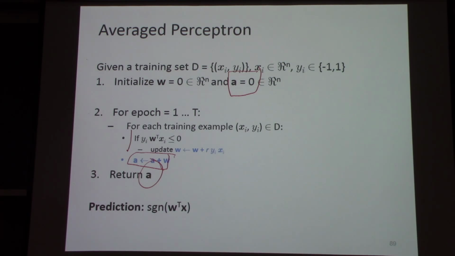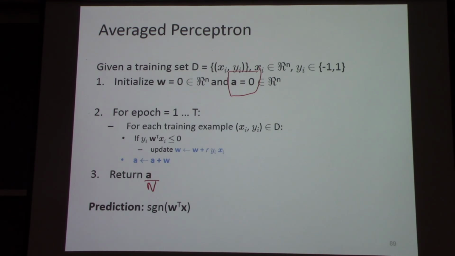How is that the average if it's more of a sum? Sure, you can return A divided by the number of times you added these things. But it doesn't matter, because at the end of the day I'm only going to take the sign of A dot X.